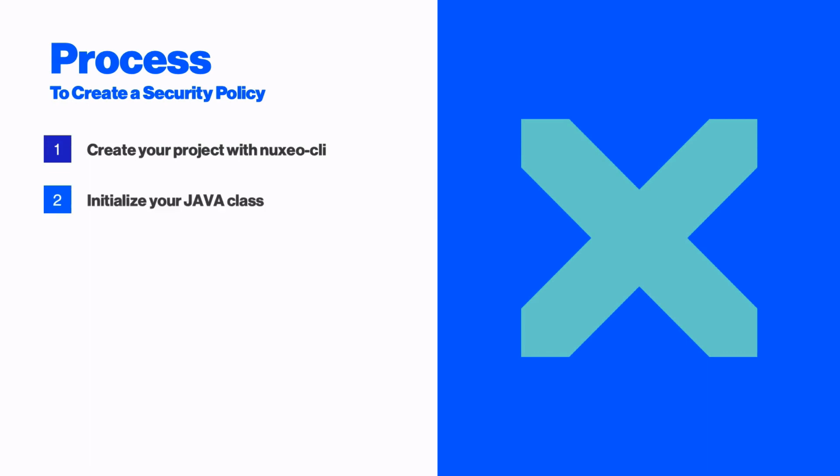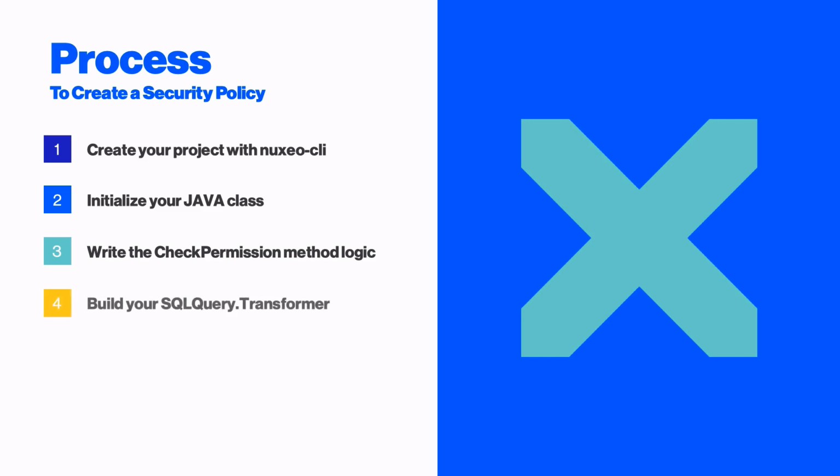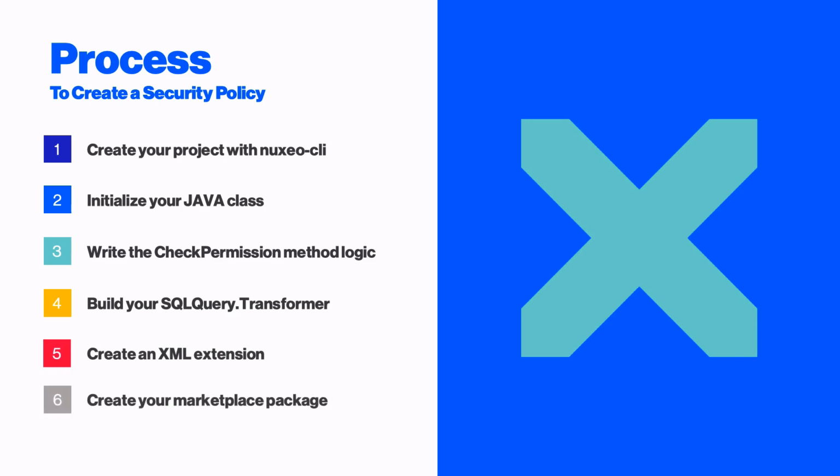Let's present the different steps to build a custom security policy. First, create your project using Nuxeo CLI. Then write your Java class and implement the atomic access logic with the check permission method. Build your SQL query transformer and create your custom predicate to express your custom policies within NXQL queries. Create an XML extension to activate your custom security. Create your marketplace package and deploy it in your Nuxeo instance. And that's it.